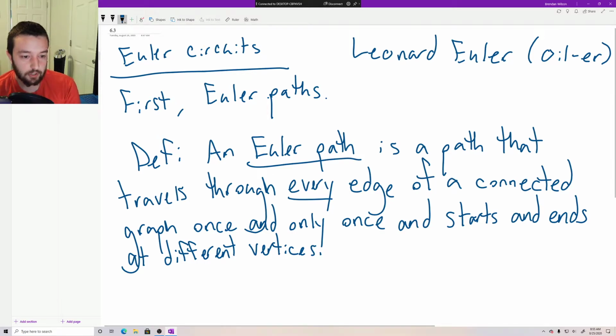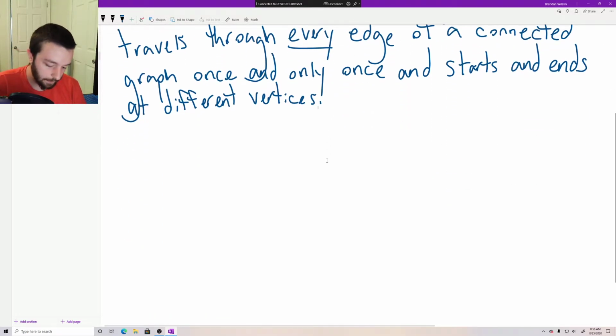So it's a path that travels. Basically, you want to start at one vertex, end at a different vertex, and go over every edge exactly once. Let's look at a very simple example.